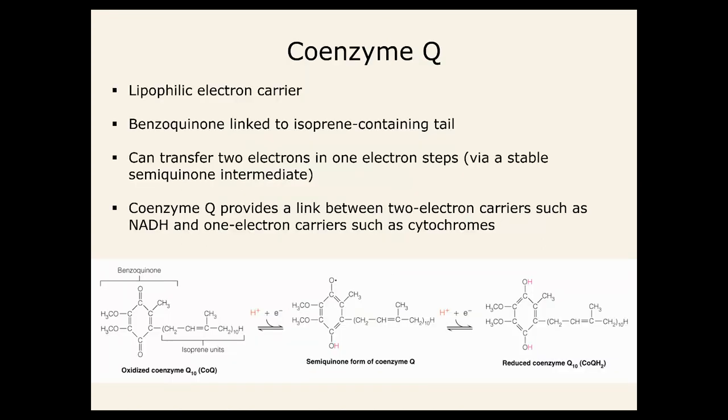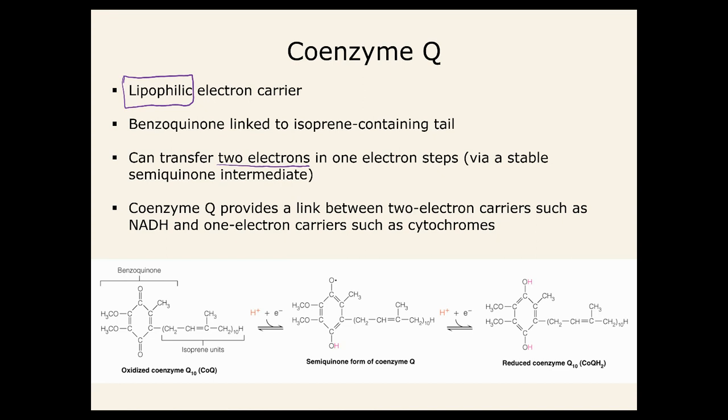Here's the structure of coenzyme Q, and it is lipophilic, meaning very nonpolar. Do you see it? I think that's a really important distinction for coenzyme Q, because it's embedded in and flows through the cell membrane bilayer. So it's going to want to complement the lipid bilayer. It can transfer 2 electrons in one-electron steps. So 1 electron at a time.